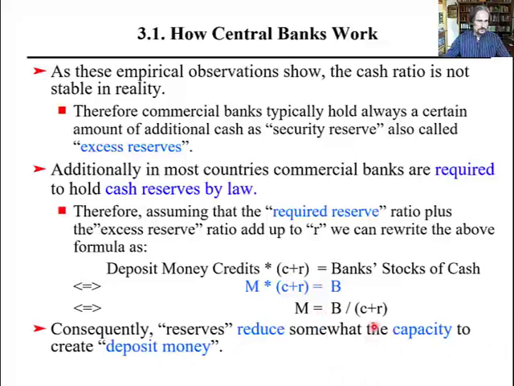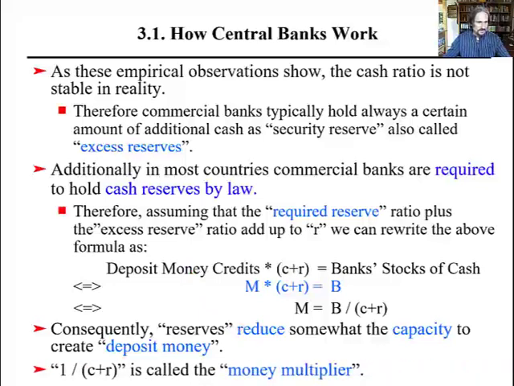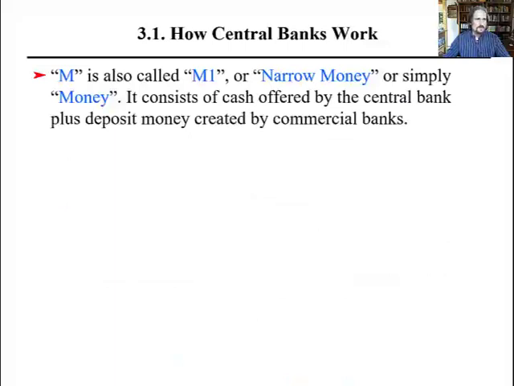So this means that the reserve ratio reduces somewhat the capacity of commercial banks to create deposit money. So if, for example, the central bank would increase the required reserve ratio, this would reduce the amount of deposit money that commercial banks can create. We call this expression, 1 over the cash ratio plus the reserve ratio, the so-called money multiplier. M is also called M1 sometimes, or narrow money, or simply money. So M consists of cash offered by the central bank plus the deposit money created by commercial banks.